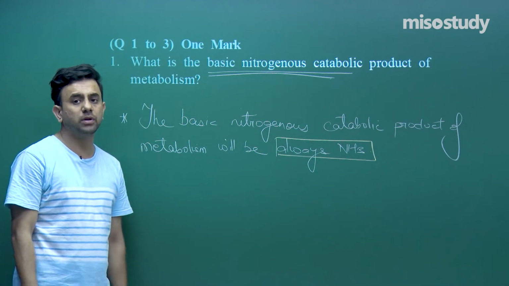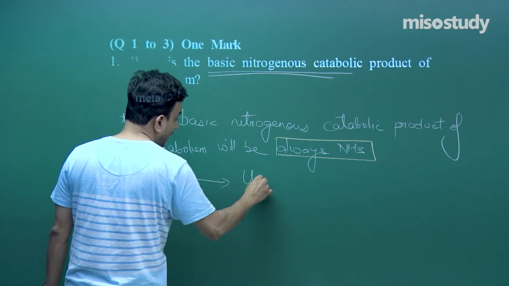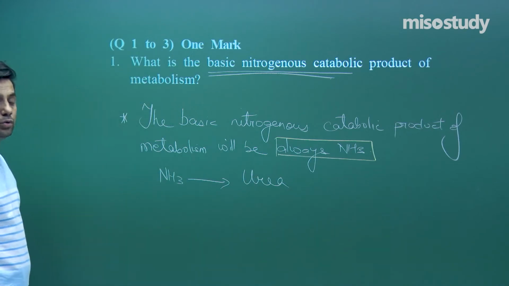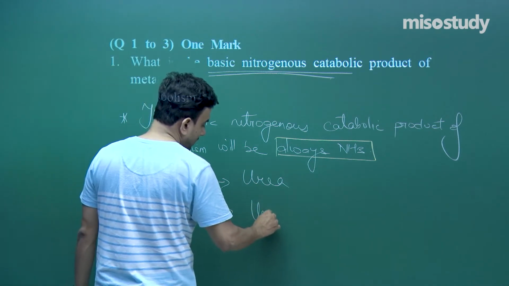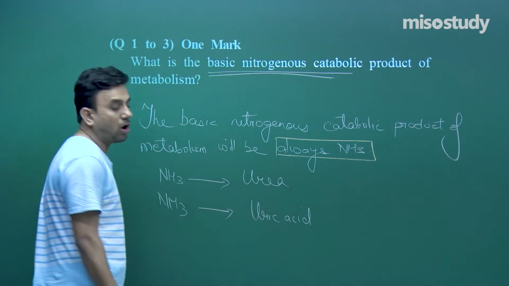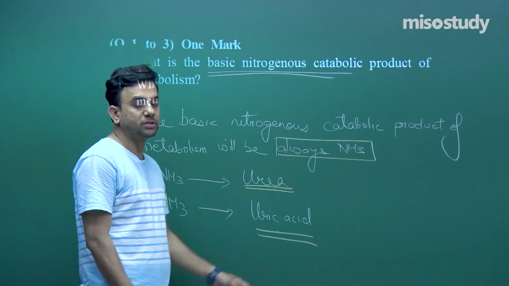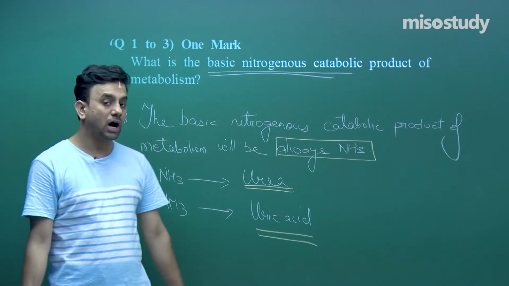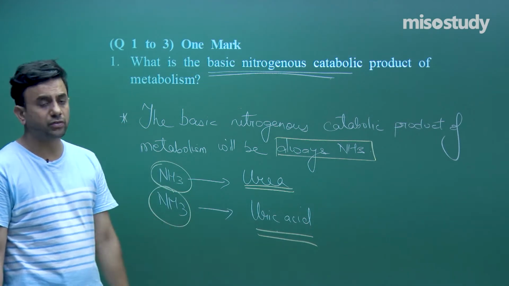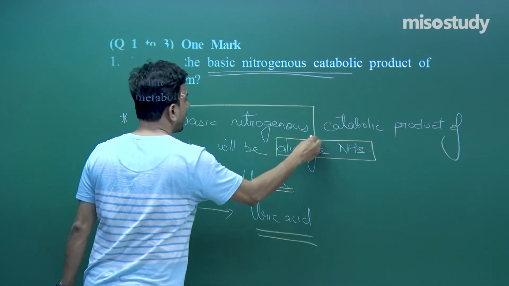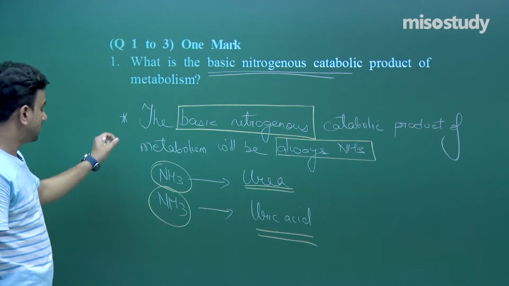Now, since ammonia is highly soluble in water, sometimes it gets converted into urea, and these will be ureotelic animals. Ammonia sometimes gets converted into uric acid, and these will be called uricotelic animals. For example, the reptiles, the birds, the insects and all that are uricotelic. Why? Ammonia is highly soluble in water, so it requires a lot of water for its excretion. The basic nitrogenous catabolic product of metabolism is always ammonia, absolutely.